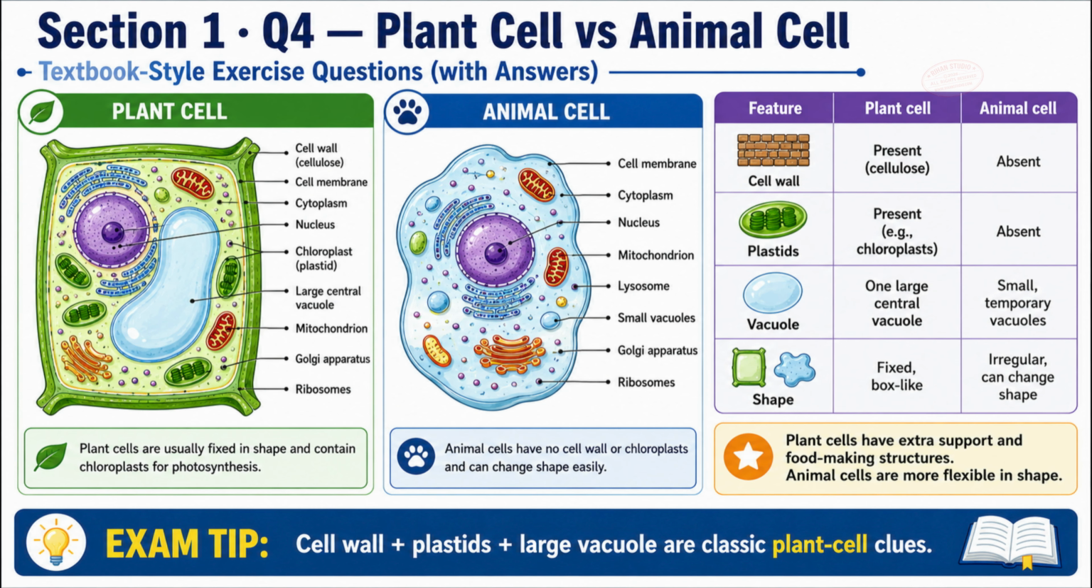Question 4. Differentiate between a plant cell and an animal cell. Feature: plant cell, animal cell. Cell wall: present, cellulose; absent. Plastids: present, e.g. chloroplasts; absent. Vacuole: one large central vacuole; small temporary vacuoles. Shape: fixed, box-like; irregular, can change shape.